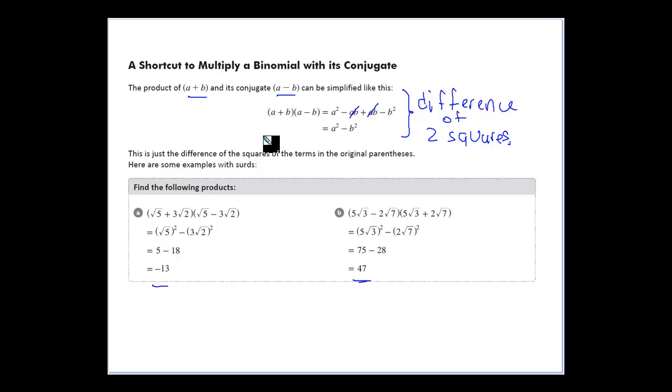Conjugates are really nice, and we're going to use them later in what we call rationalizing a denominator. We're going to play around with fractions with surds and try to rationalize a denominator. To do that, we need a way to get a rational number. Here's a way: multiply a surd by its conjugate. That's why we have all these rules and applications with conjugates, to get a rational number from that multiplication.